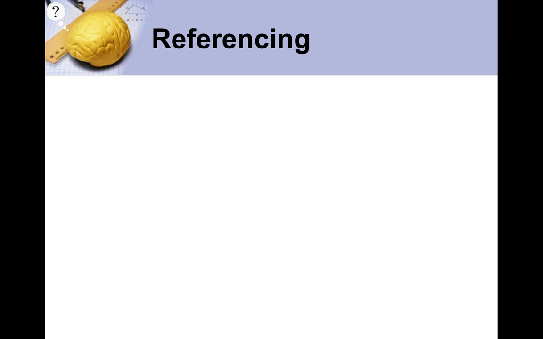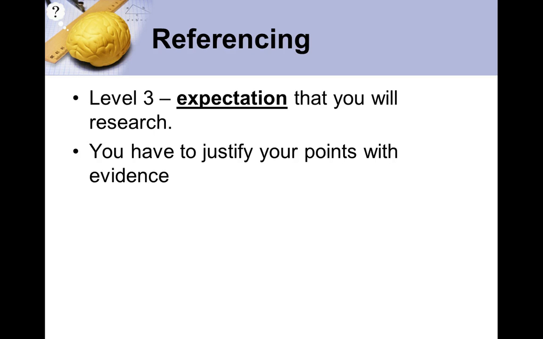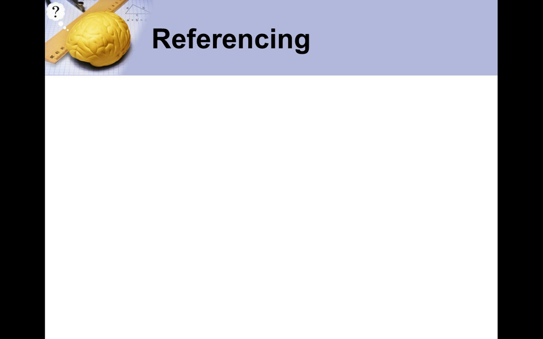Okay, it's really important that you understand that at level 3 you must research. You must research because you have to justify the points that you're making in your essays with evidence, and you can only do that if you refer to research. So referencing is an absolutely vital skill at level 3. In terms of referencing, there are two types of references.